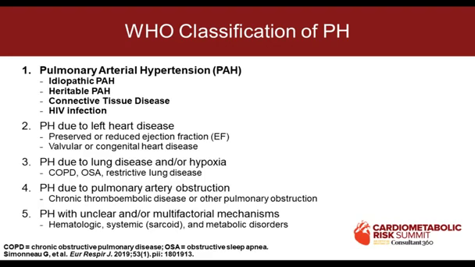I'll start at the bottom of the slide. Number 5 are the zebras. It's the weird things that cause pulmonary hypertension. These have usually already been diagnosed. Certain malignancies can cause it. Sarcoid can cause it. Fabry's disease is a cause. We have one patient with Fabry's in our practice. But these are relatively uncommon.